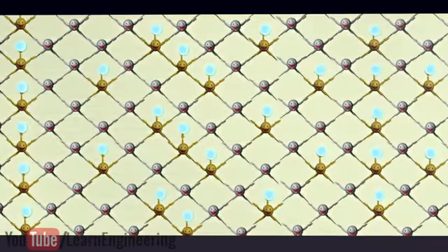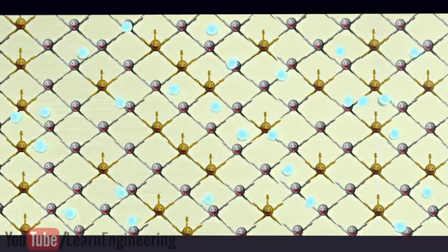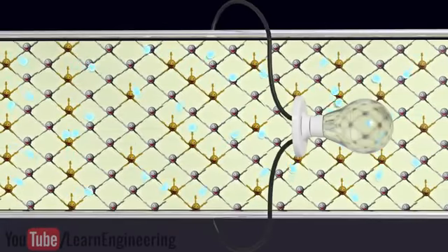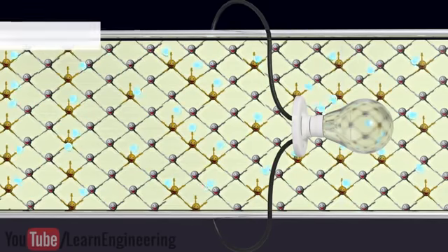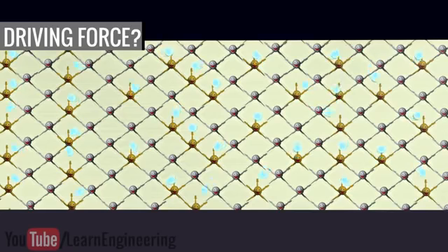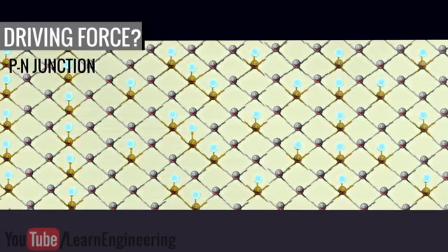When light strikes them, the electrons will gain photon energy and will be free to move. However, this movement of the electrons is random. It does not result in any current through the load. To make the electron flow unidirectional, a driving force is needed. An easy and practical way to produce the driving force is a p-n junction.